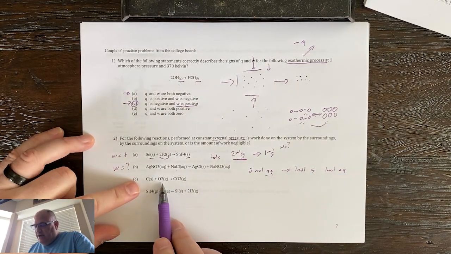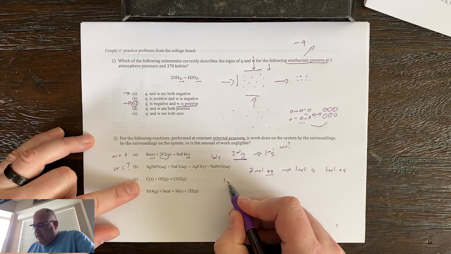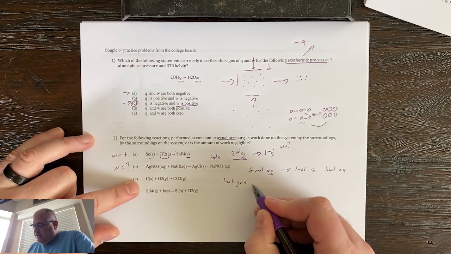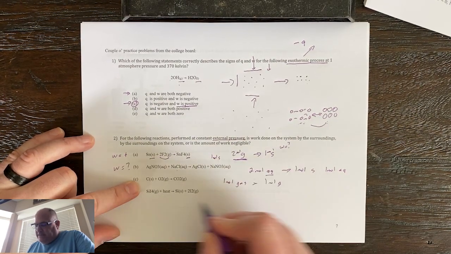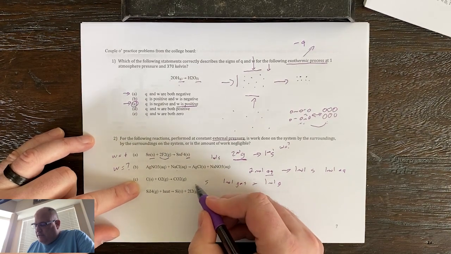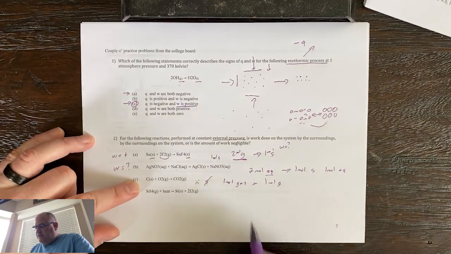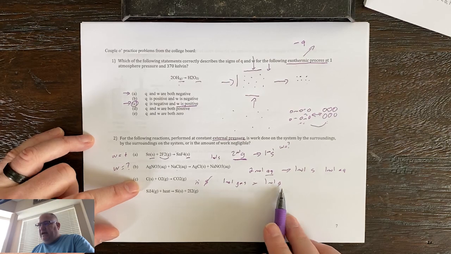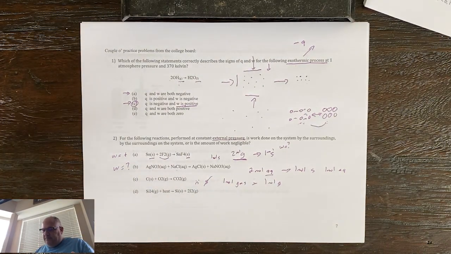Similarly over here, do you see how we have 1 mole of a gas and we have 1 mole of a gas on the other side? And by the way, as a kicker, we have a solid, but the solid doesn't really do anything. So again, we're going from 1 mole of a gas to 1 mole of a gas, essentially. There's no work being done.